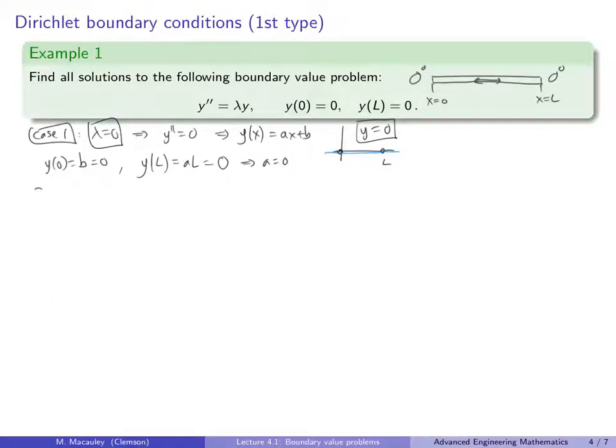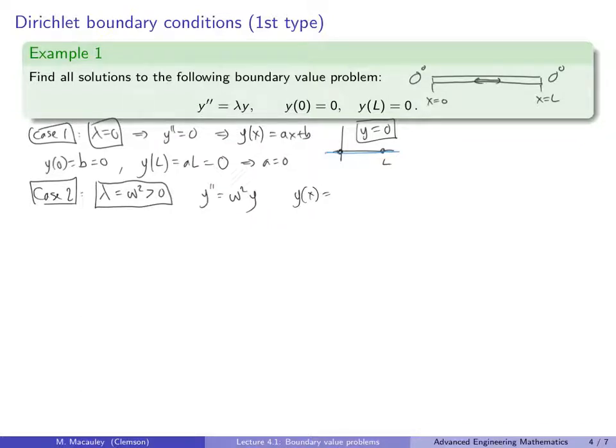Okay, case 2. Suppose lambda is positive. Now if lambda is positive, it's going to be easier if I write things as omega squared. So omega squared is positive. So this gives us the ODE y double prime equals omega squared y. So this is the equation that we want to solve now. This has general solution y of x.